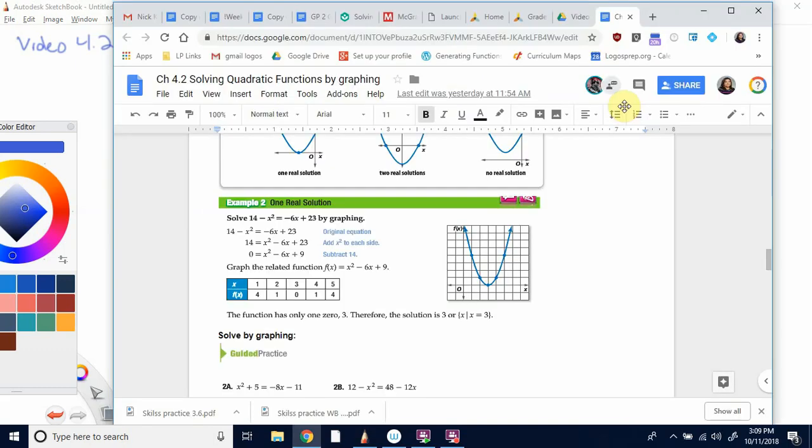So we're going to work around the vertex and make a table. We're going to find x's to the right of 3, so they chose 4, 5. And then to the left, 2 and 1. And we did f of each, and that's how they got these y coordinates. And we plot them and we see that the vertex is on the x-axis. So we have one solution, one root, one x-intercept at 3. So pause this and do the guided practice 2a and 2b.